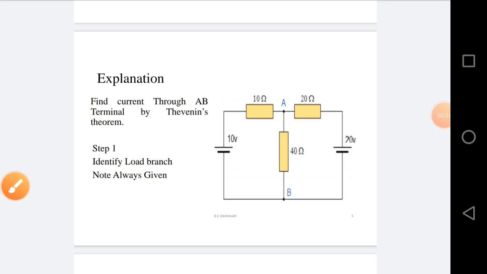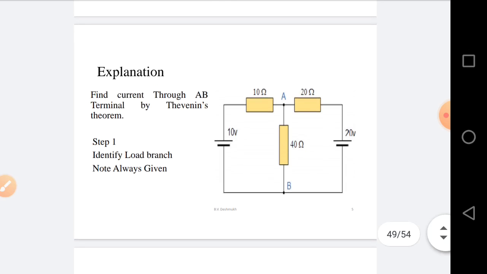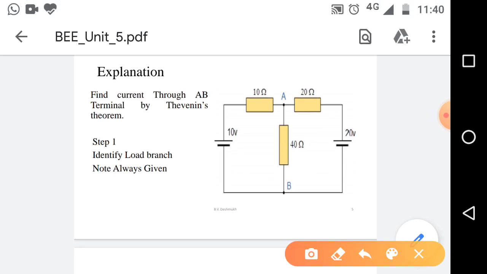Explanation with the help of one practice problem. Find the current through the AB terminal by Thevenin's theorem. According to the statement of Thevenin's theorem, this is a linear active bilateral network, which can be replaced by a single voltage source with series resistance across this load terminal AB. Here, the load resistance is 40 ohm.